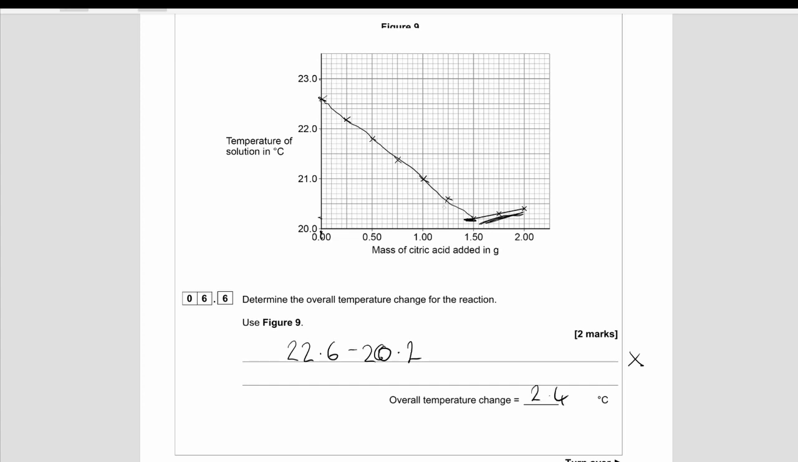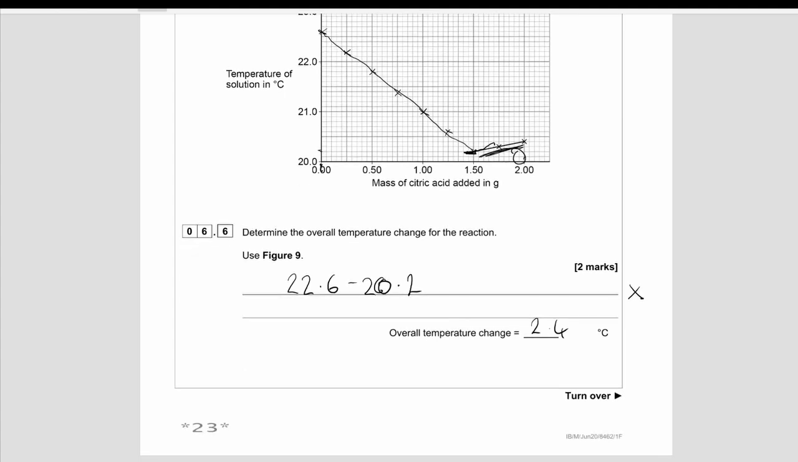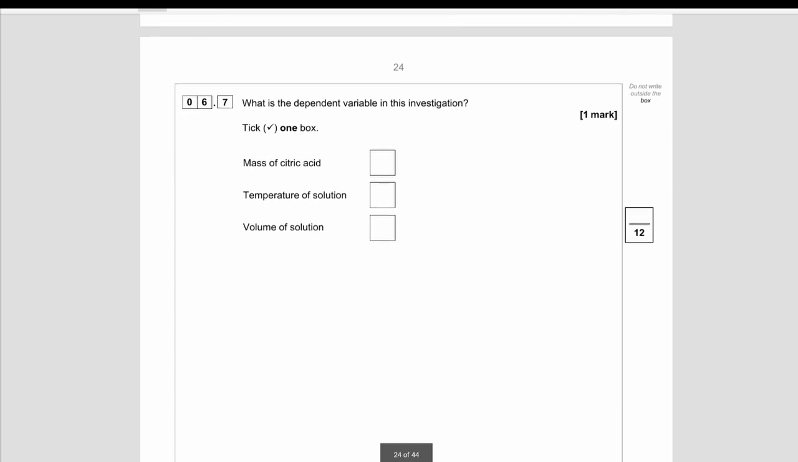Importantly, if you had redrawn your graph incorrectly here in some way and you had a different point before it starts to go up, you could use those results if you've misread the graph and still get 1 mark here out of the 2.